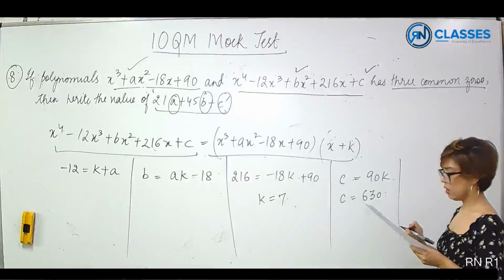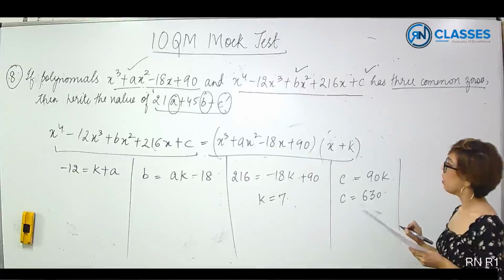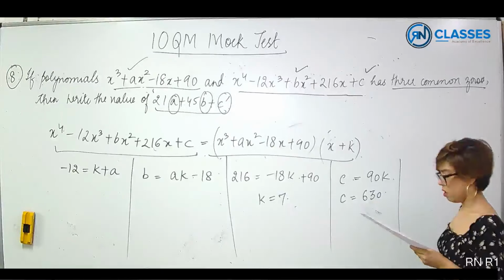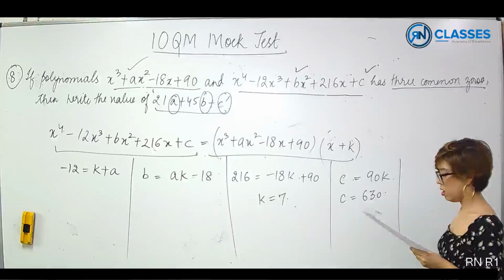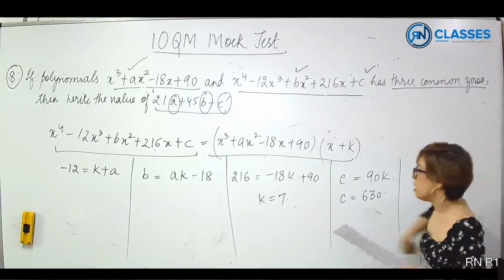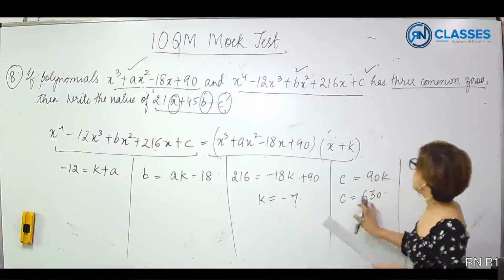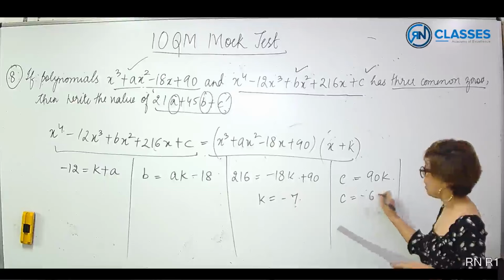Minus 90k? Why is it coming? How did this happen? K is actually turning out to be minus 7 from here. Yes. C will turn out to be minus 630.